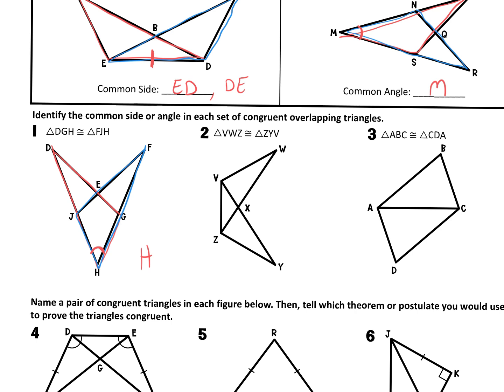The second example, this triangle is shared or overlapped with this triangle. What do those two triangles share? Side VZ. Yep, so I can say that side is congruent to itself, so VZ is my shared side, or ZV. And number 3, we're looking at this triangle compared to this triangle. What do they share? AC. Yep, good.